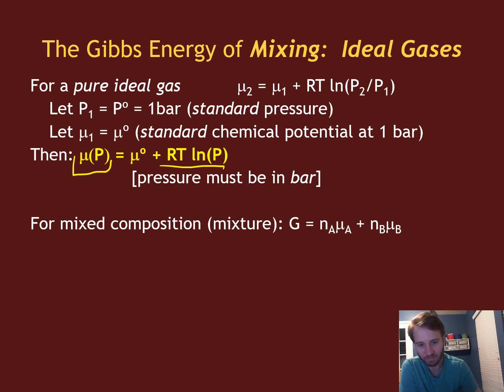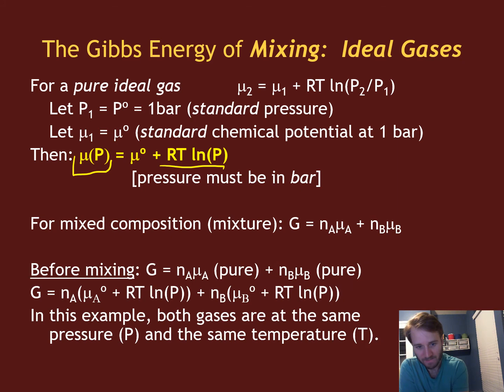Any ideal gas satisfies this relationship. So let's consider now some mixture, where the total Gibbs free energy is related to the partial molar chemical potential of A and the partial molar chemical potential of B times the number of moles. So before the mixing, the total Gibbs energy in my system is the chemical potential of A times the number of moles of A, plus the chemical potential of B times the number of moles of B. The chemical potentials of A and B are related to their standard chemical potentials plus RT ln of P. They both have the same pressure initially.